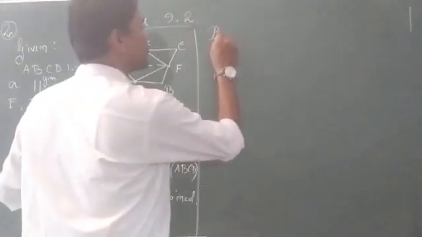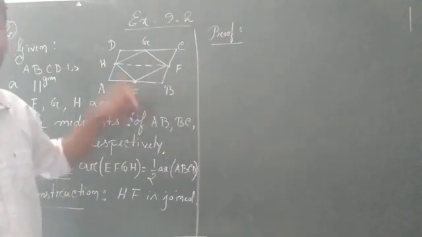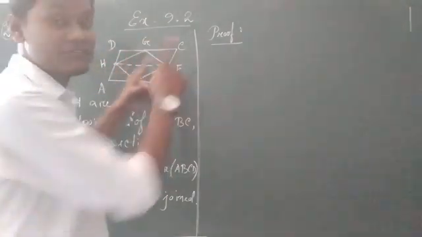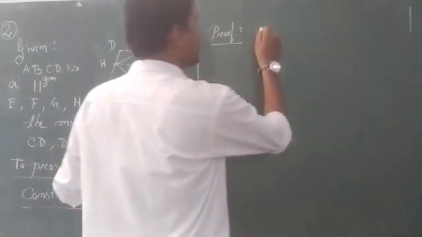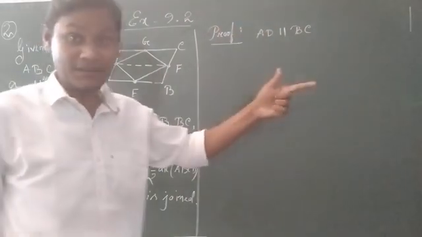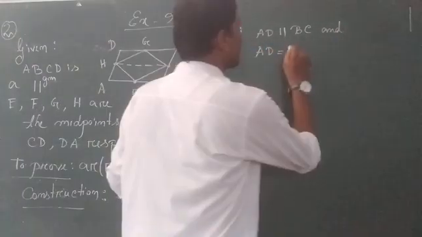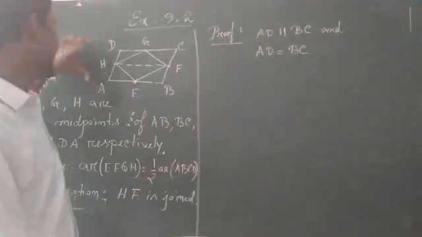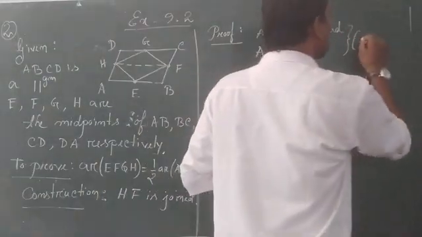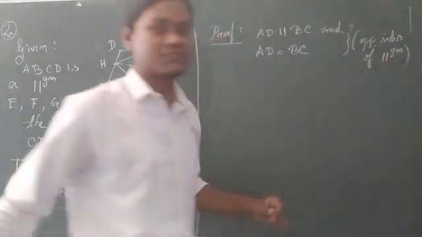So the proof part. First thing, you can see all are the midpoints. Now, AD is parallel to BC because opposite sides of a parallelogram are parallel. So first I will write AD is parallel to BC, and AD is equal to BC. Why? Write the reason: opposite sides of a parallelogram.